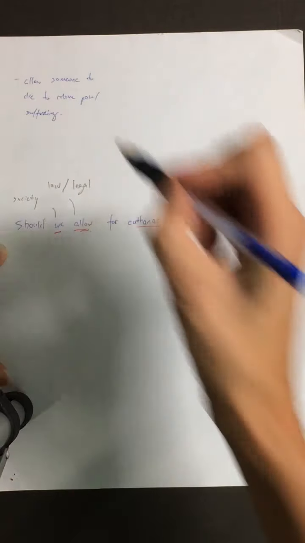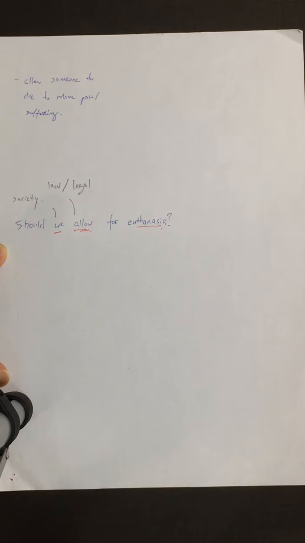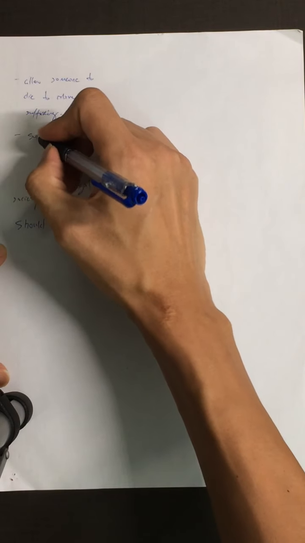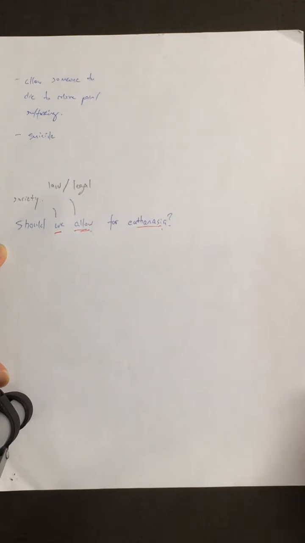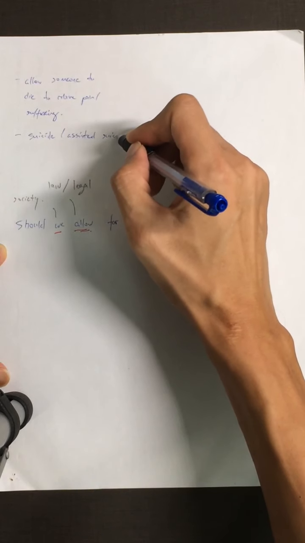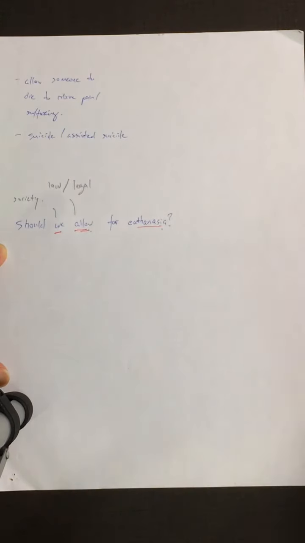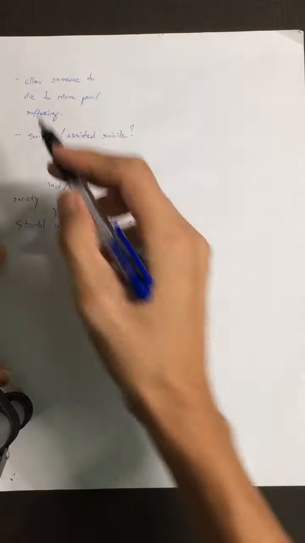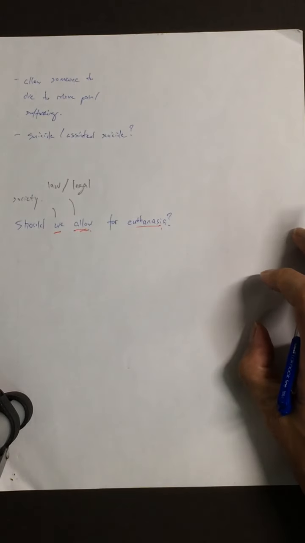If we allow someone to die to relieve pain and suffering, we need to think, how is this person going to die? Is it suicide? Is it assisted suicide? Because if it is suicide, then the person in pain or suffering could just maybe ingest poison, jump off the building, something like that. Then if it is assisted suicide, who is the one? Is it a doctor? Is it a relative? And how are you going to do it?